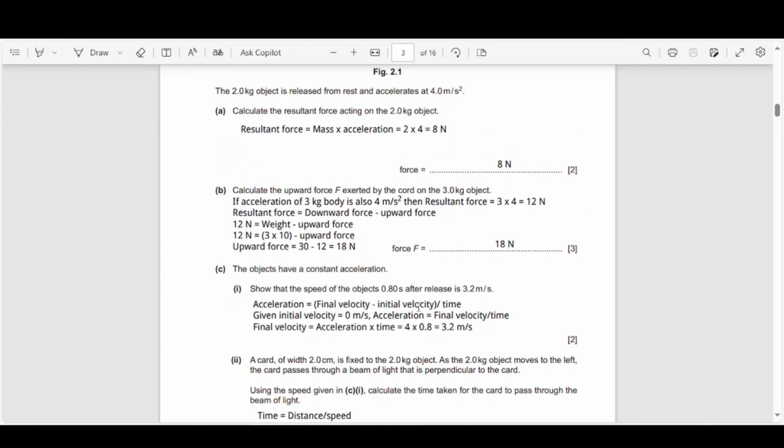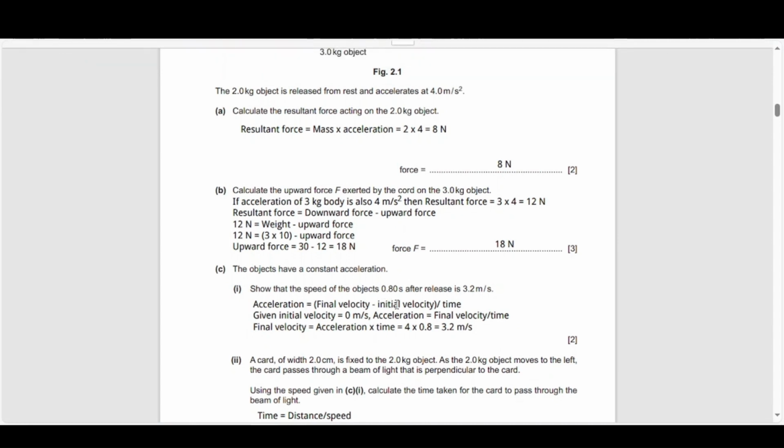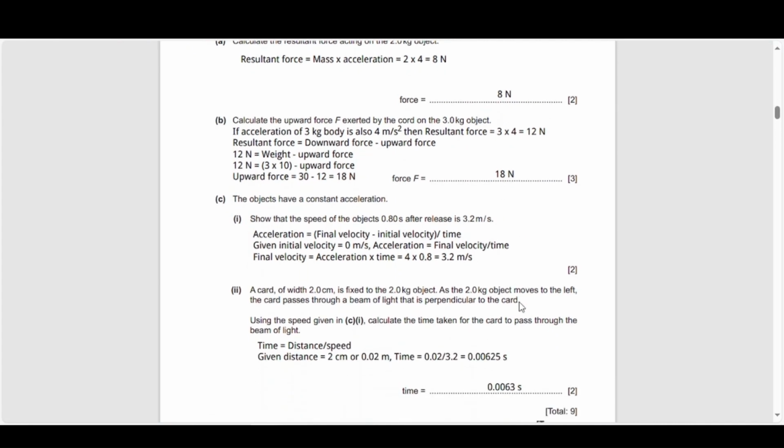So acceleration is the change in velocity divided by time. If you make the change in velocity the subject of the formula, then acceleration times time gives you the change in velocity. The acceleration is 4, the time is 0.8, and the product of that is 3.2 meters per second, which is what we're after. The second part of question C states that a card of width 2 centimeters is fixed to the 2 kilogram object. As the 2 kilogram object moves to the left, the card passes through a beam of light that is perpendicular to the card.